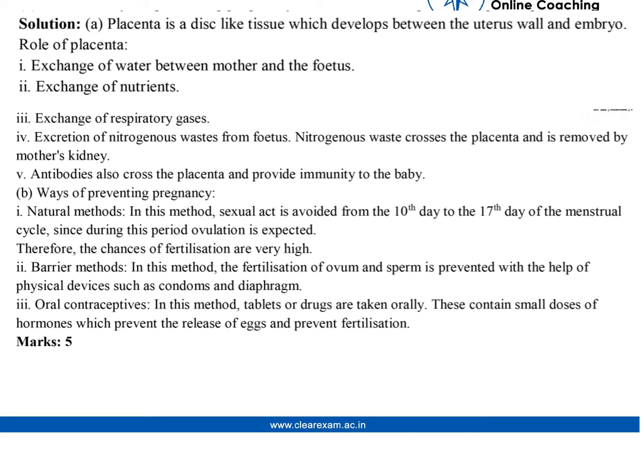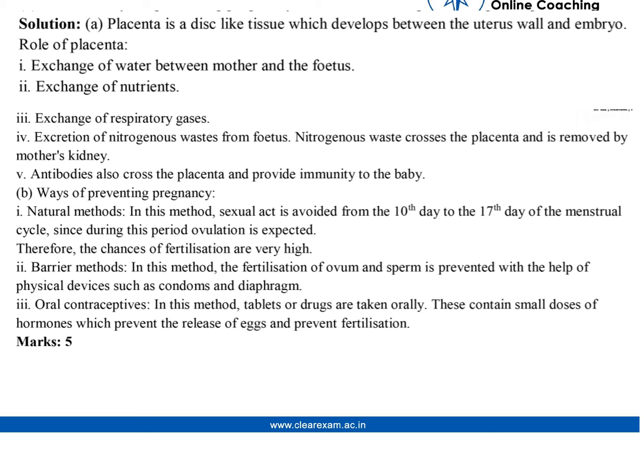So, role of placenta: first, exchange of water between the mother and the fetus. Second, exchange of nutrients. Third, exchange of respiratory gases. Fourth, excretion of nitrogenous waste from fetus. Nitrogenous waste crosses the placenta and is removed by mother's kidney. Fifth, antibodies also cross the placenta and provide immunity to the baby.